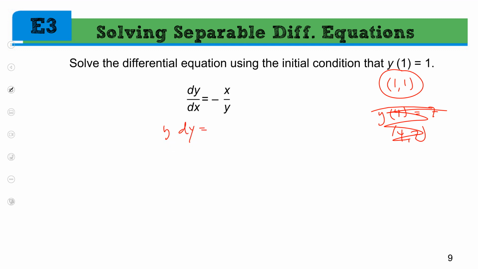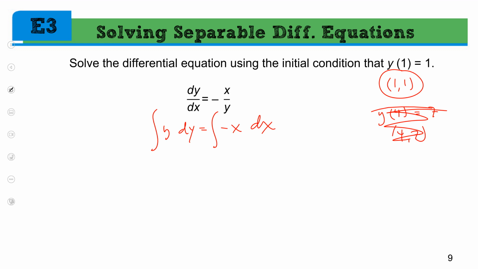Okay. y dy is equal to negative x dx. That's what you had, right? Yeah. Okay, what's next? Antiderivative. What's the antiderivative of y dy?